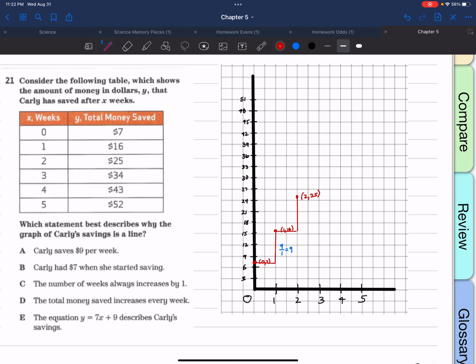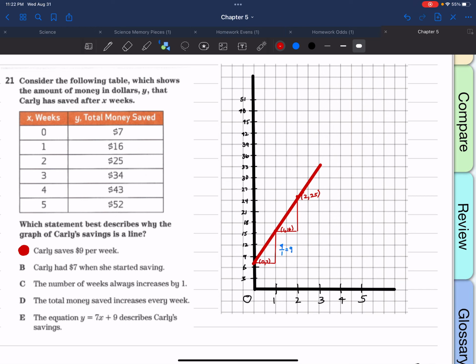I think we can answer it right here. Carly is saving $9 a week because slope is 9. Carly had $7 when she started saving. That is true, but that has nothing to do with the line. That's just a point. They're asking me, why is that a straight line? And that's related to the fact that she's growing her savings $9 each time.